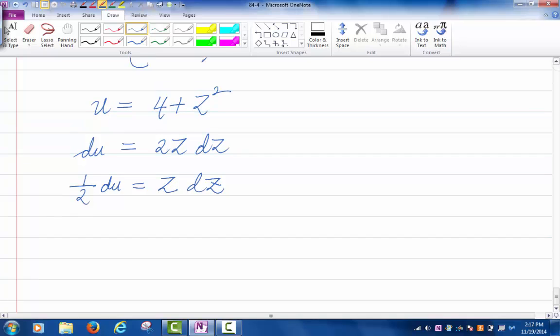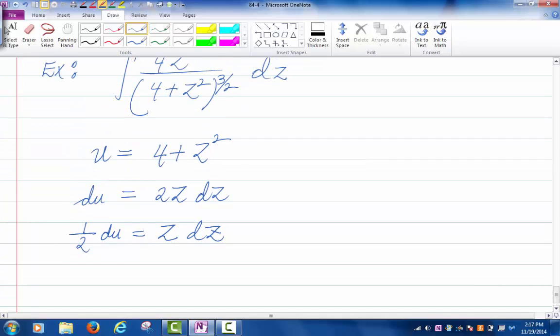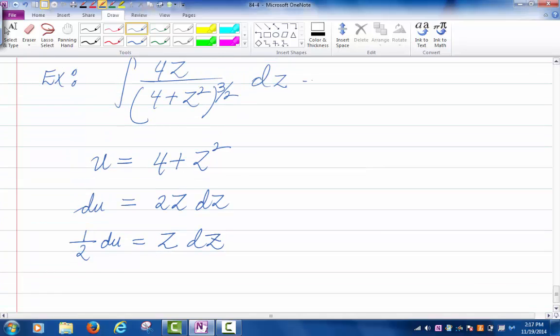So let's look at our integral again. I could say that this integral is equal to, I'm going to first of all rewrite this, okay? So this is 4 over (4 plus z squared) to the 3/2, and I'll write z dz separately.